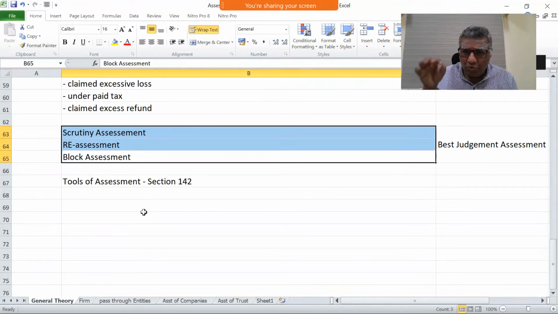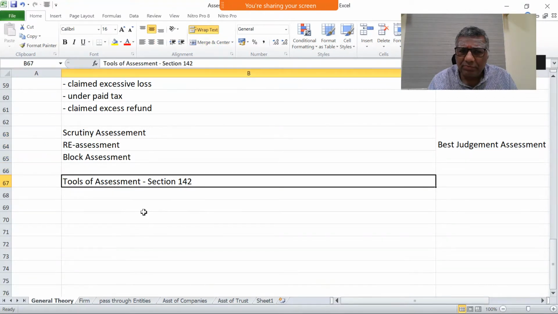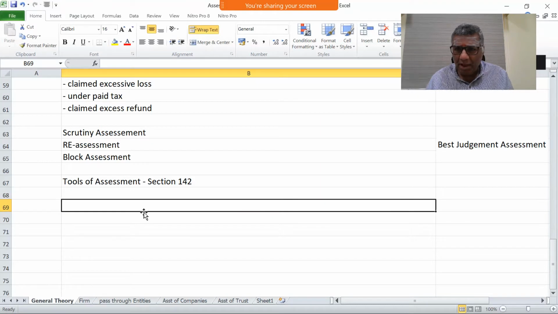But one thing you have to nail into your mind is that there are only three types of assessment: scrutiny, reassessment, block assessment. Wherever the assessee is not cooperating, it will go to best judgment assessment, and the tools of assessment are in 142. Before going into the main aspect, two more things I am going to make clear.